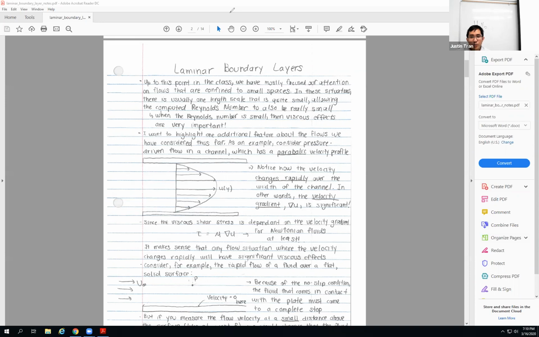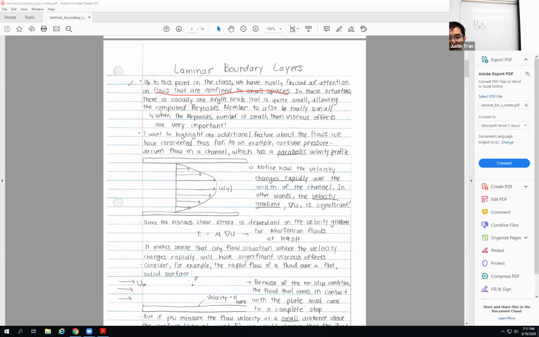So up to this point in the class, the title of this class is Advanced Viscous Flow, right? So what we've said was that most of the time, flows where viscous effects are important are flows that are usually confined to small spaces. Okay. I think last week is the biggest example of this, where we did lubrication theory, right? The big thing with lubrication theory was that you were always considering flow phenomena confined to a very, very small space.